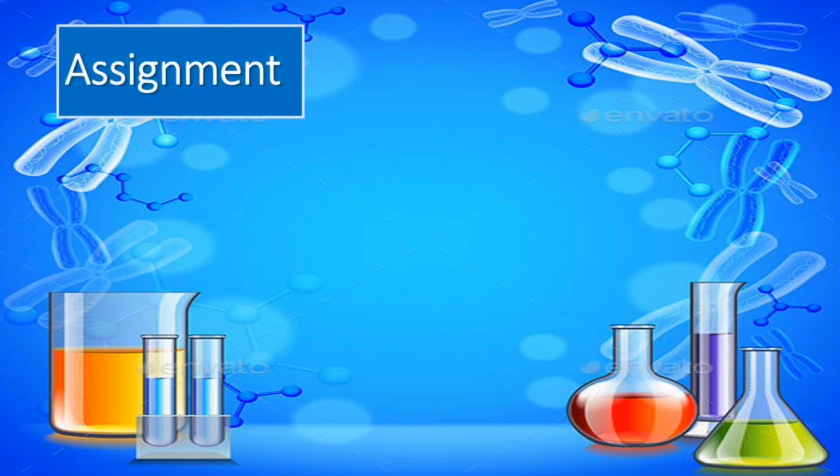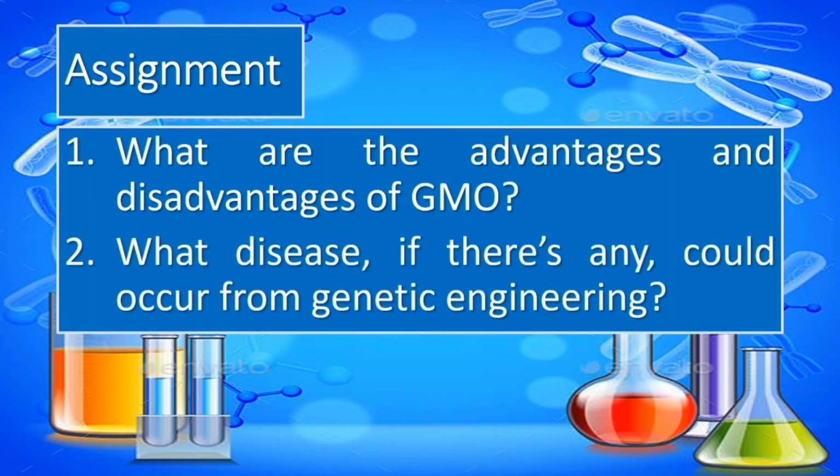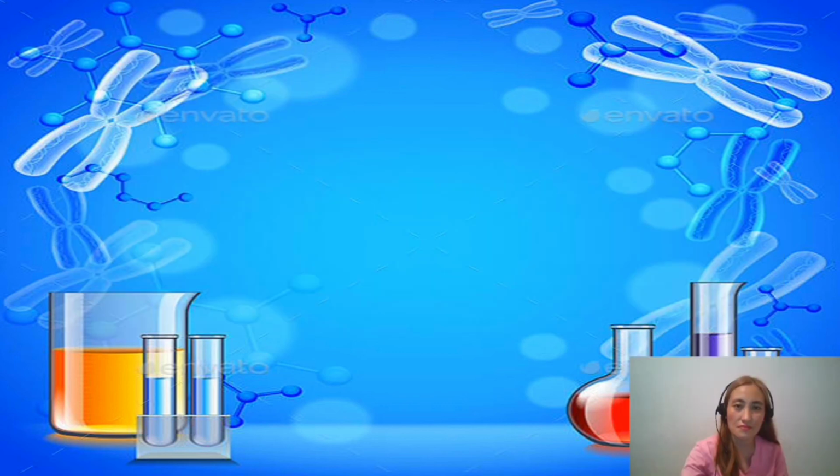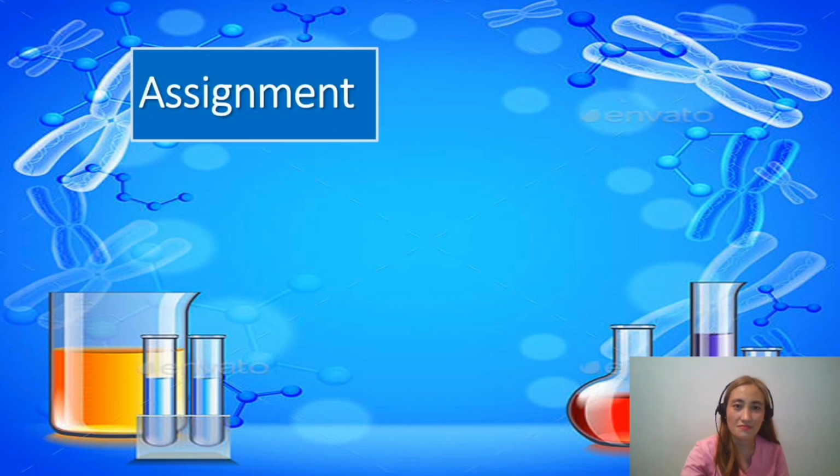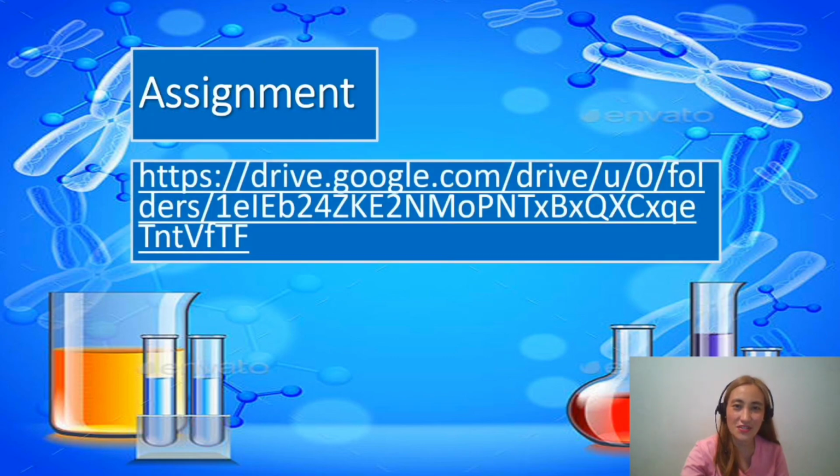As a continuation of our topic, for your assignment, answer the following questions. Number 1. What are the advantages and disadvantages of GMO? Number 2. What disease, if there's any, could occur from genetic engineering? Send your answer to this link.